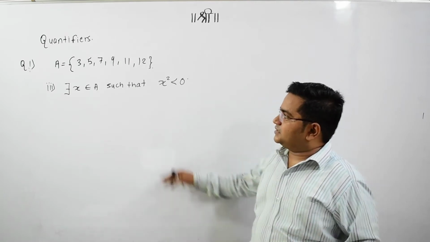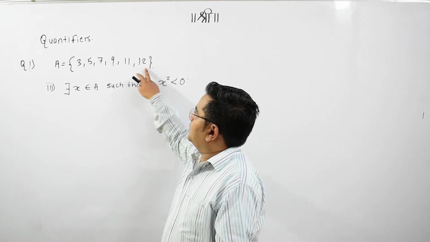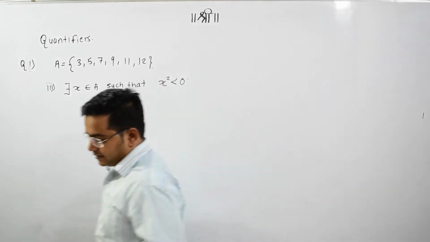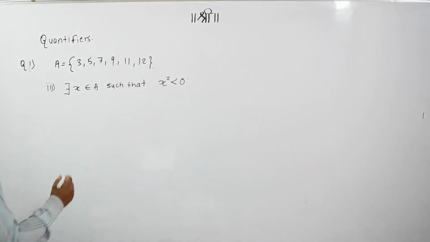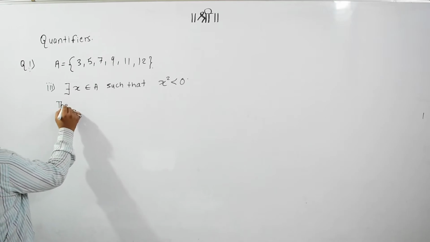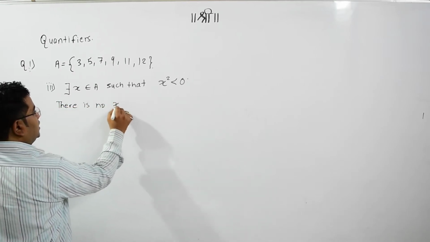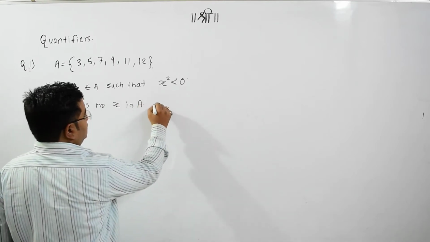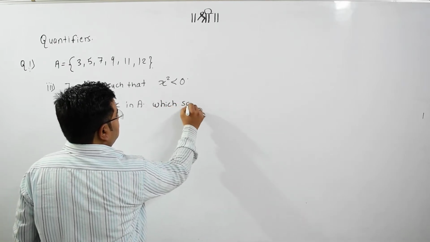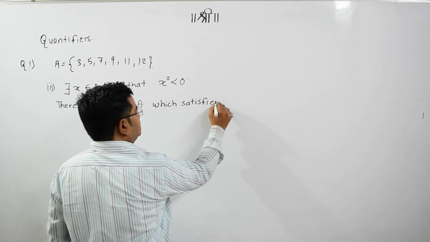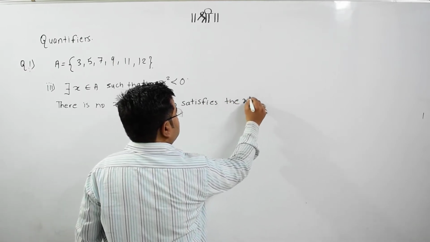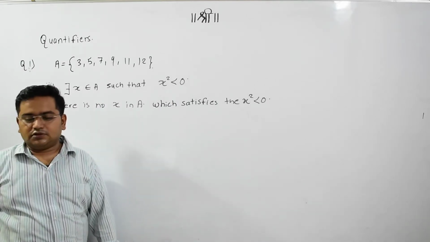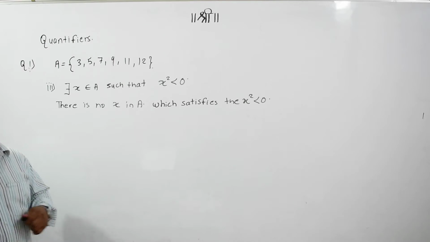Now on that basis I could say that there should be some complex number, but there is no complex number within this set. So I need to straightforwardly write it like this: there is no x in A which satisfies x square less than 0. That's what I wanted to write, because there is no complex number. Now therefore the given statement is false.